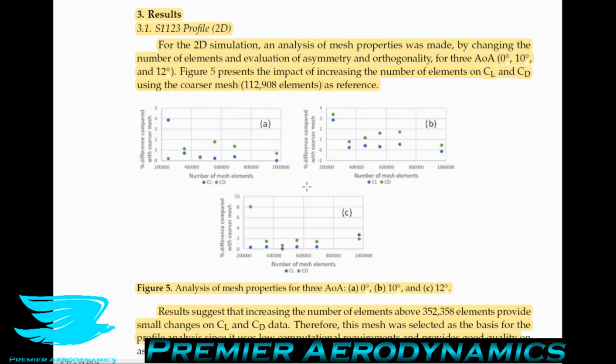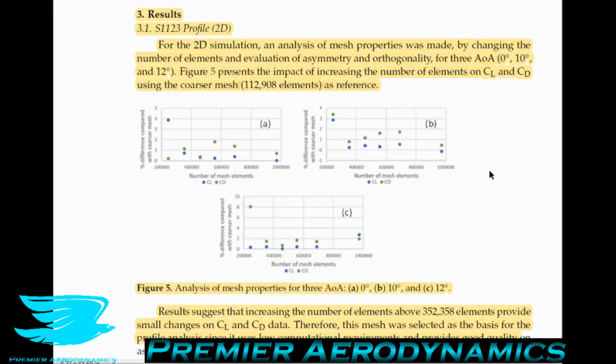And what they found was, as you'd expect, generally speaking, as you increase the number of cells, you get a plateau in the results, and that means that you get mesh independence. Now, interestingly, as you get to 12 degrees, the difference between the plateau sort of suddenly jumps up.